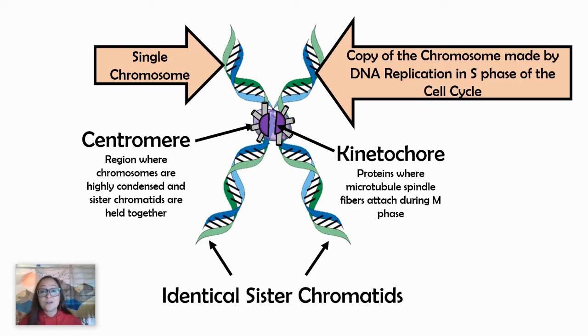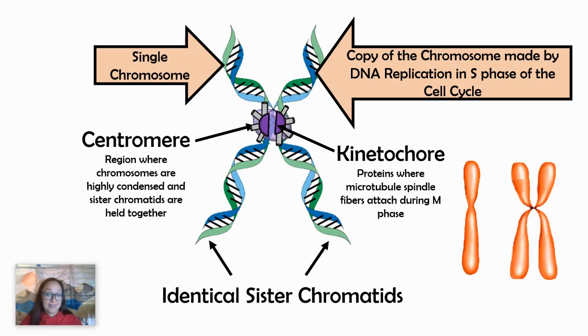And the kinetochore is a group of proteins where the spindle fibers will attach. Okay, so sometimes we might see pictures of chromosomes. So like here would be a single chromosome, and then this would be a duplicated chromosome made of two sister chromatids.